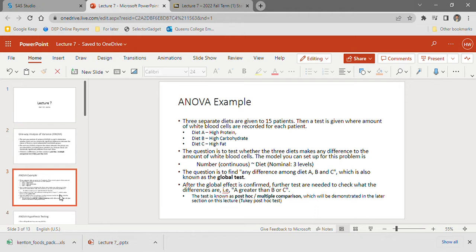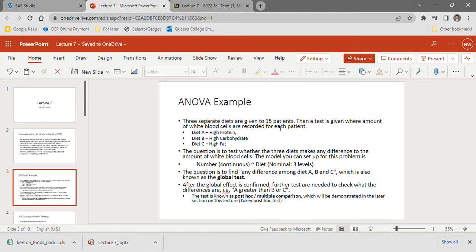Let's give an example of ANOVA, right? So there are 3 separate diets given to 15 patients. Then a test is given where the white blood cell counts are recorded for each patient, right? So now we have 3 groups, and let's just say they're 5, 5, and 5. 5 folks, we give them high protein. Another group, we give them high carbohydrates, and then another group, we give them high fats. And then we measure their white blood cell counts, and we want to see if diet has any effect on this, right?